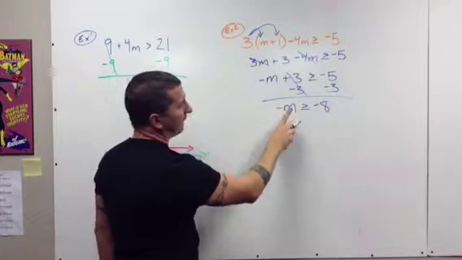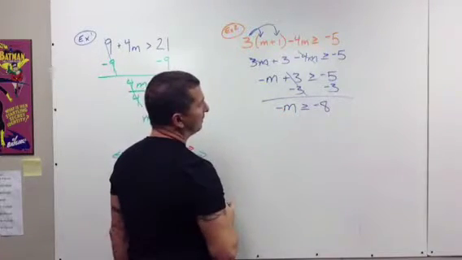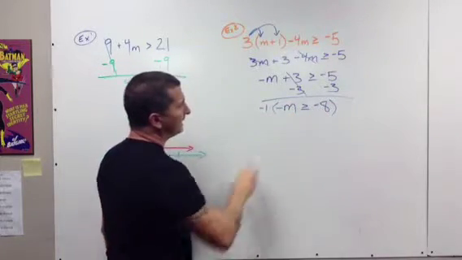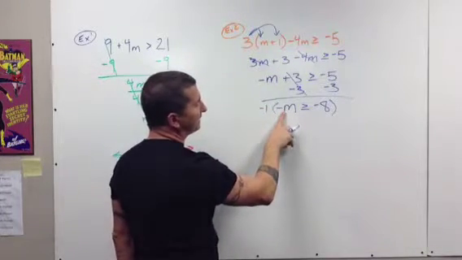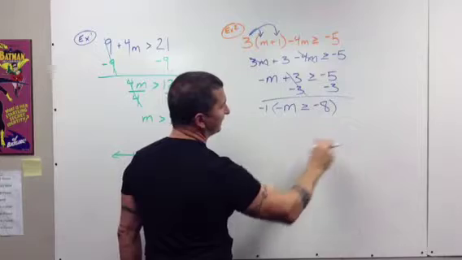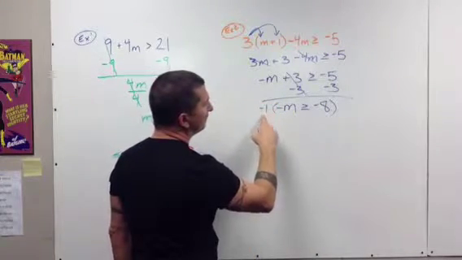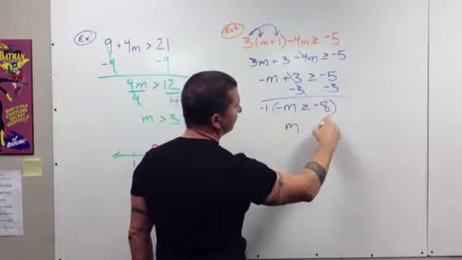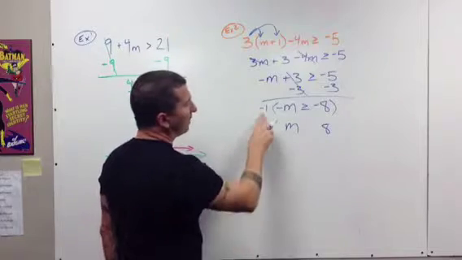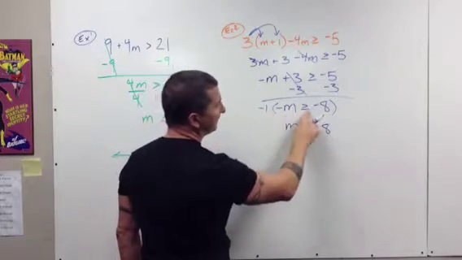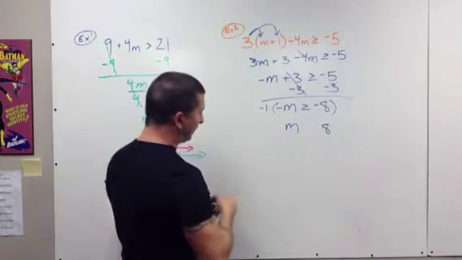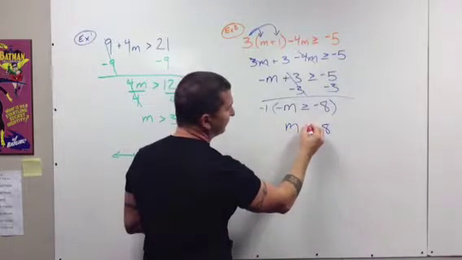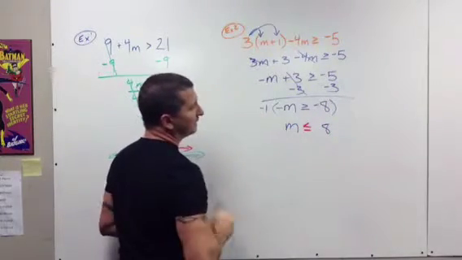Now, we're close, but we want positive m. We don't want negative m. So what we'll do here is we'll multiply everything by negative 1. When we do that, what we're really saying is we want to take the opposite of m. We want to take the opposite of everything. So when we multiply by negative 1, we get positive m. We're also going to get positive 8. Now when we multiply or divide by a negative number with an inequality, we have to flip the inequality. So now, since we're taking the opposite of everything, we have to take the opposite of this inequality as well. So we flip it to the other direction.